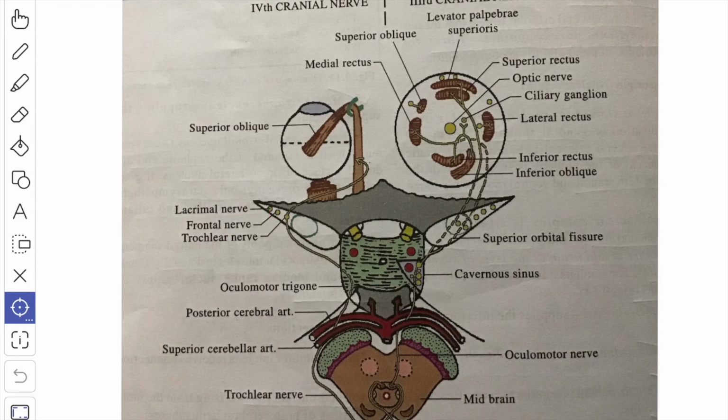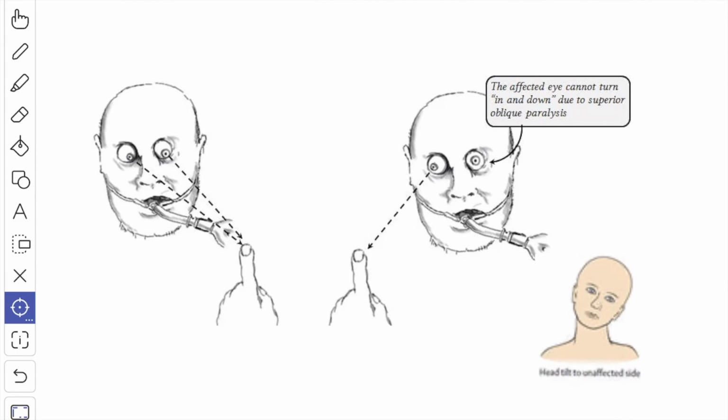So what are the peculiarities of the trochlear nerve? It is the only cranial nerve which emerges through the dorsal aspect of the brainstem. The trochlear nerve is the only cranial nerve which undergoes complete decussation with the nerve of the opposite side before emerging from the brainstem. Next we'll see the clinical anatomy related to the trochlear nerve.